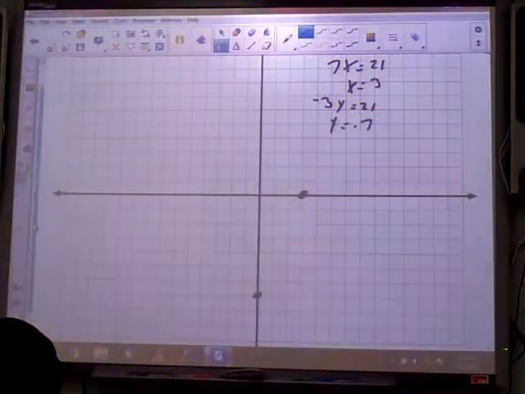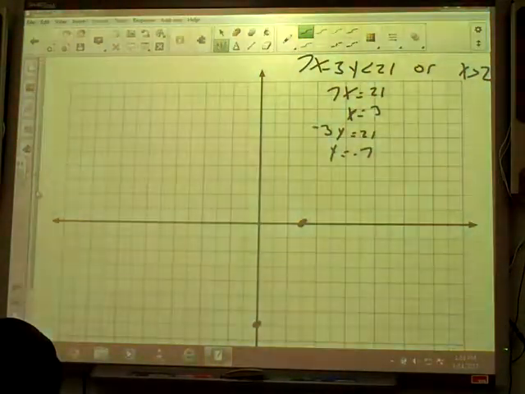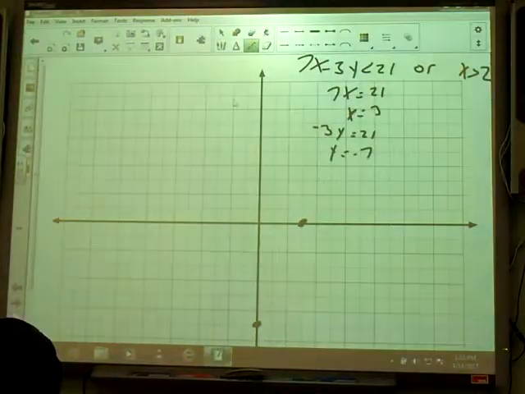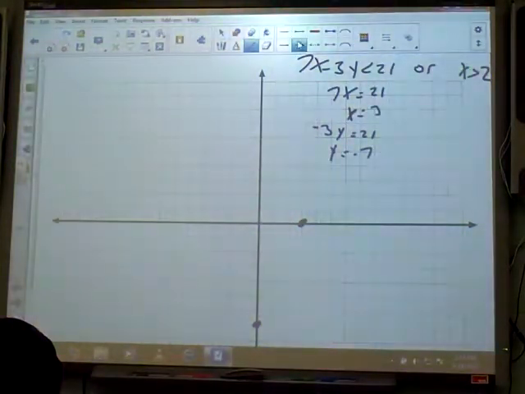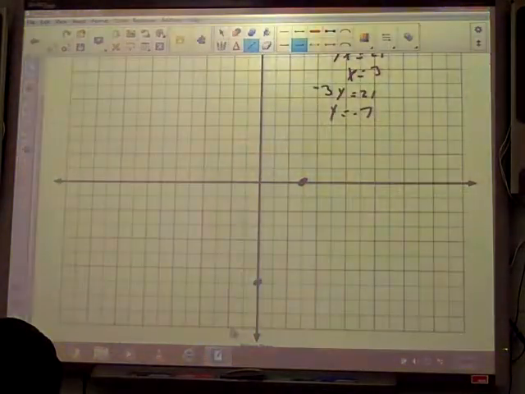Alright, so let me look back at the equation because I forgot. Okay, I see. Is this a solid or a dashed line? It should be a dash. It's going to be a dash. Zane is correct, so let's connect those with a dashed line.